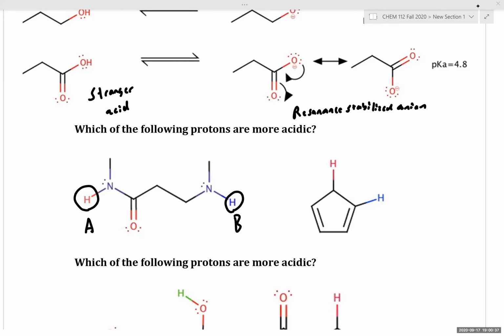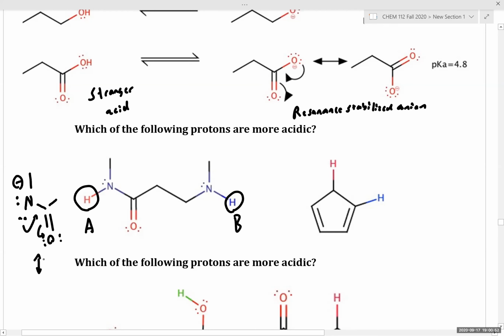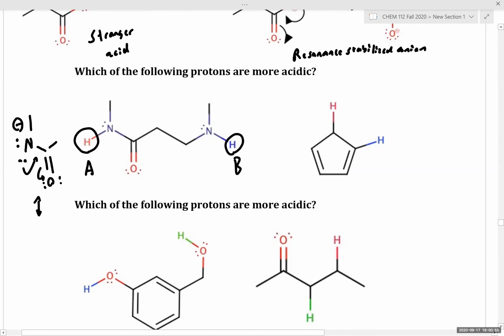I see a lot of A. Yep, that's exactly right. Why? If we generate this nitrogen-centered anion, we can delocalize our lone pair into oxygen and in turn stabilize our lone pair via resonance. So we have a resonance stabilized anion for A. Does that make sense to everyone?